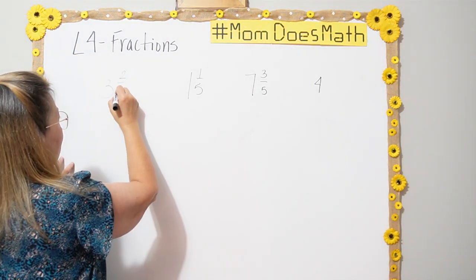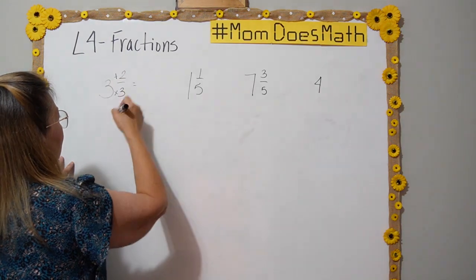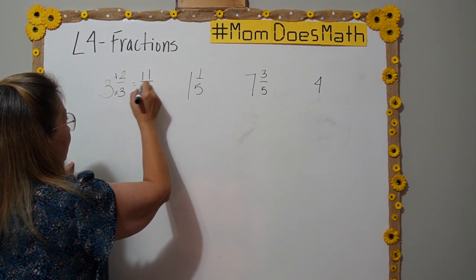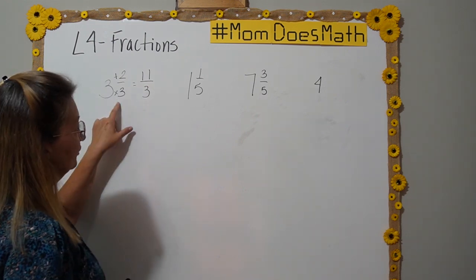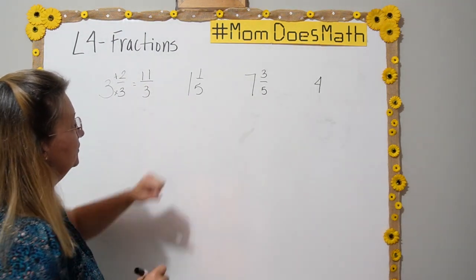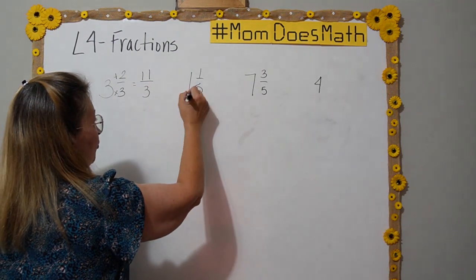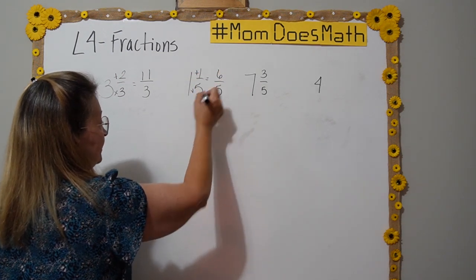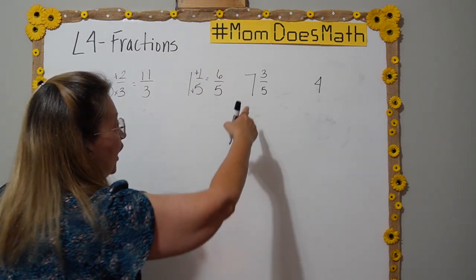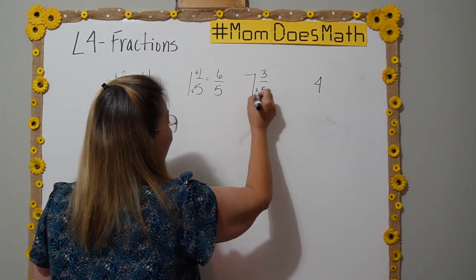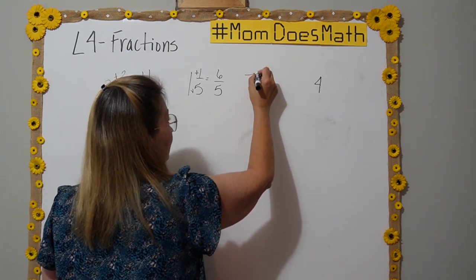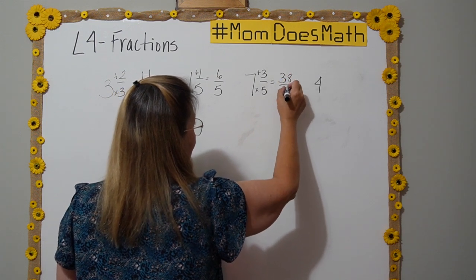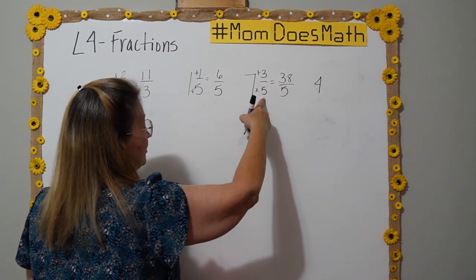You add that. So you're going to multiply and then add. 3 times 3 is 9, plus 2 is 11. And then it always goes over that original denominator. Okay? Let's do it again. 5 times 1 is 5, plus 1 is 6, 6/5. Over here, 5 times 7 is 35, and 35 plus 3 is 38, and the denominator is always whatever the original was.